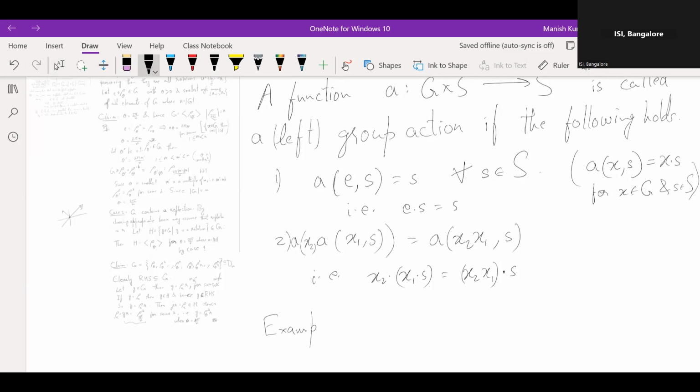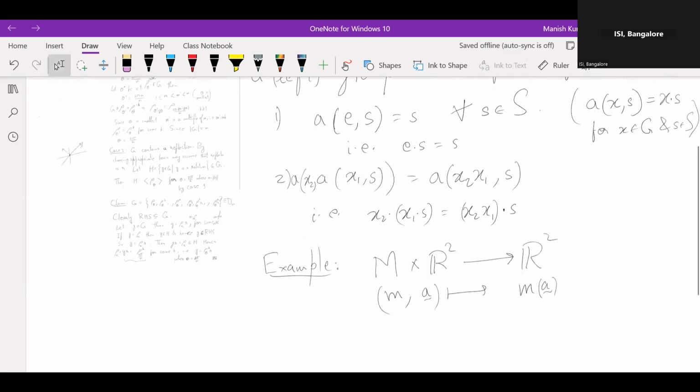So let's just see some. We have already seen many group actions. It's just that we may not have explicitly realized it. So for instance, M, the set of isometries of the plane, acts on the plane. What it does is M, the vector A goes to MA. So this is M acting on R2, right? So this is indeed an action.